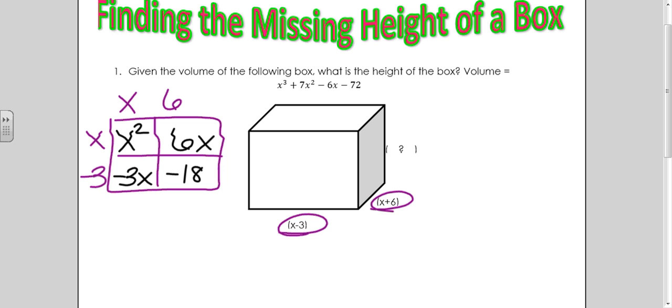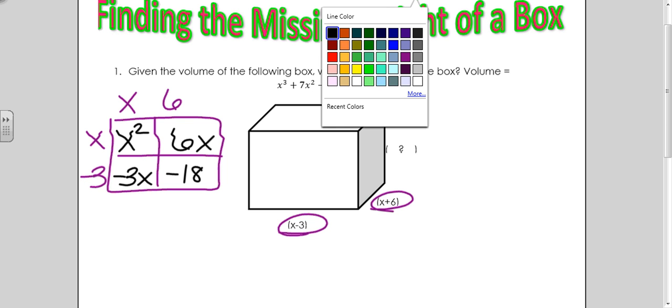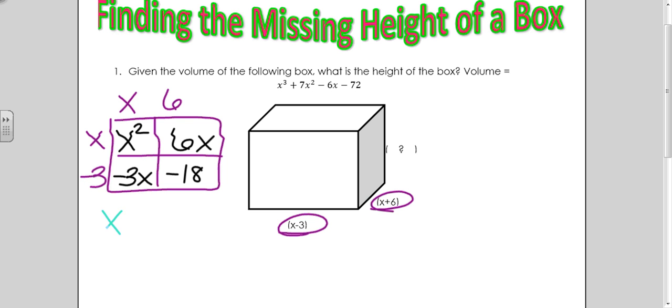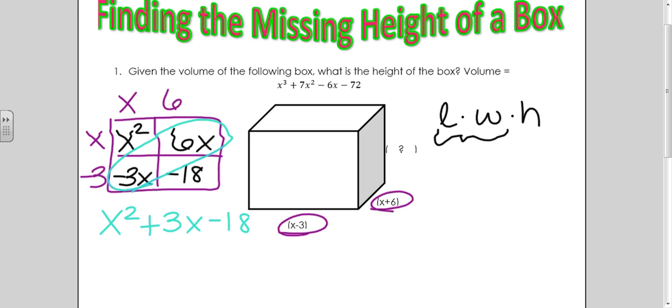So we're going to pull out everything from our box. We have our x squared, and negative 3x and 6x gives us positive 3x, and we're left with negative 18. But this is only one part of our box. Remember, the formula for a rectangular prism is length times width times height. And all we've done so far is multiply these two together, giving us x squared plus 3x minus 18.